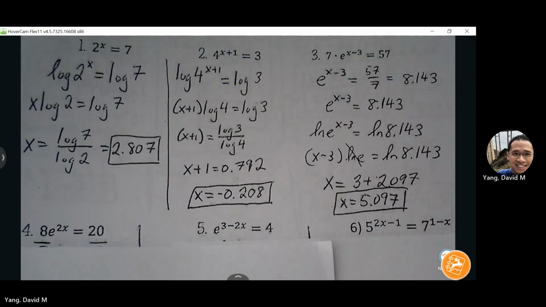Number 5. That left side is as cleaned up as we can get. We can jump directly into taking the natural log of both sides, bring that 3 minus 2x down.